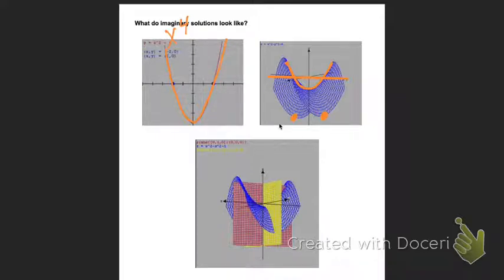I just thought it would be something cool to apply imaginary numbers to graphs, because it definitely helps you see what you can't actually see. I don't want you to say, okay, I got plus or minus 2i, but what does that actually mean? That would be where these are.